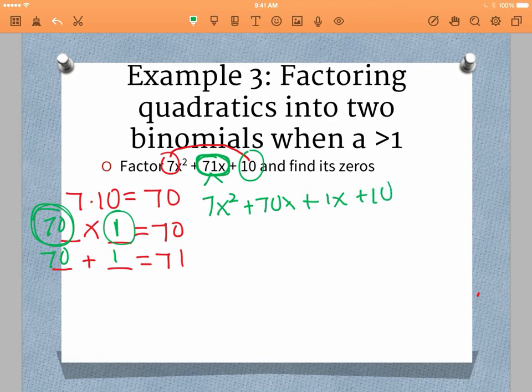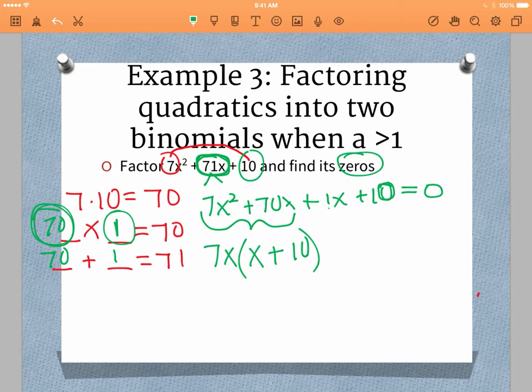Plus 10. And since we're looking to find the zeros, which is the roots, we're going to set it equal to 0. Now we do something called factoring by grouping. You take out the greatest common factor of the first two terms. Notice that the first two terms have a 7 and an x common to them. So when you take out that GCF, you're left with x plus 10. And then notice it should be exactly the same on the other side, and then you really have to write it so that way you see this extra grouping.